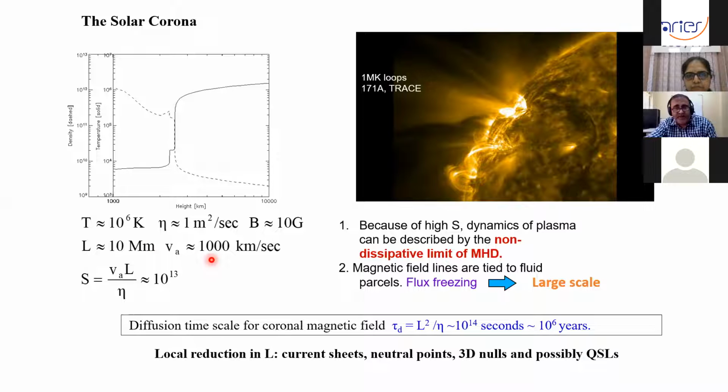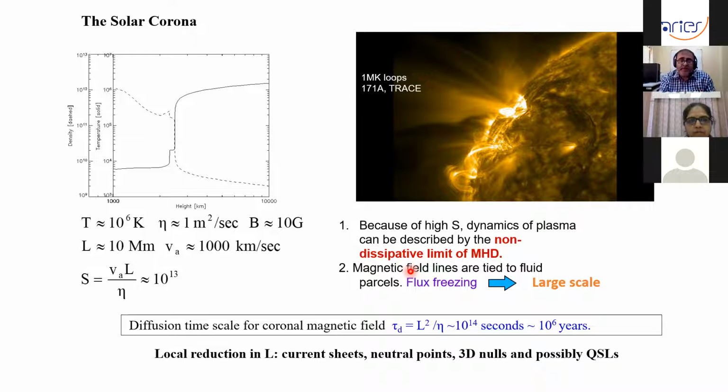1000 kilometer per second, the corona is actually characterized by a very high Lundquist number of the order of 10 to the power 30. And at this high Lundquist number, the dynamics of the plasma can be described by the non-dissipative limit of MHD, magnetohydrodynamics. And in the non-dissipative limit, the speciality is that the magnetic field lines are tied to the fluid parcels, which we call Alfven's theorem of flux freezing.